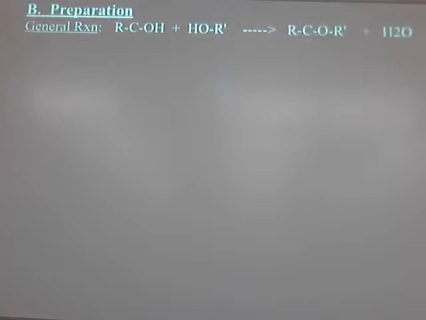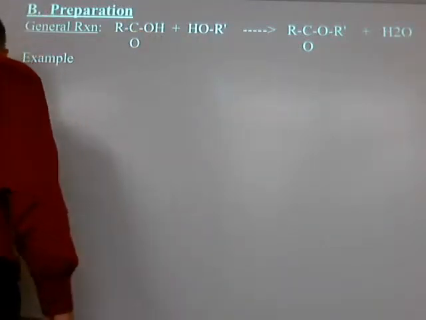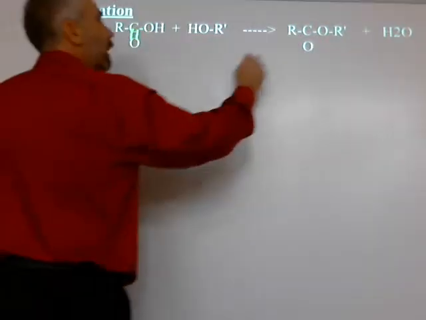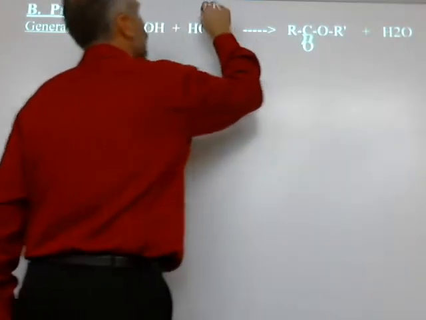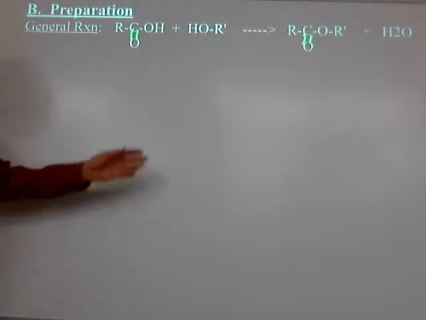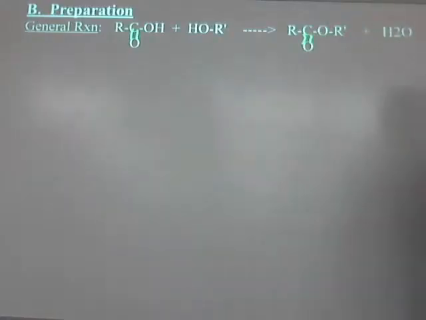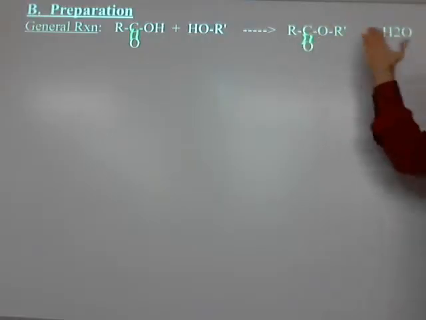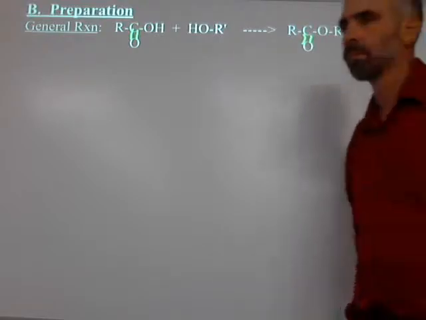Preparation. How do we make esters? All right, again, you have two little bonds there, two little bonds there. Okay, and something like that. By the way, if you're wondering about this prime here, that just means it's a different R group. It may be the same, it may be a different number of carbons. All right, so this R group joins up with that R group through this ester. Okay.